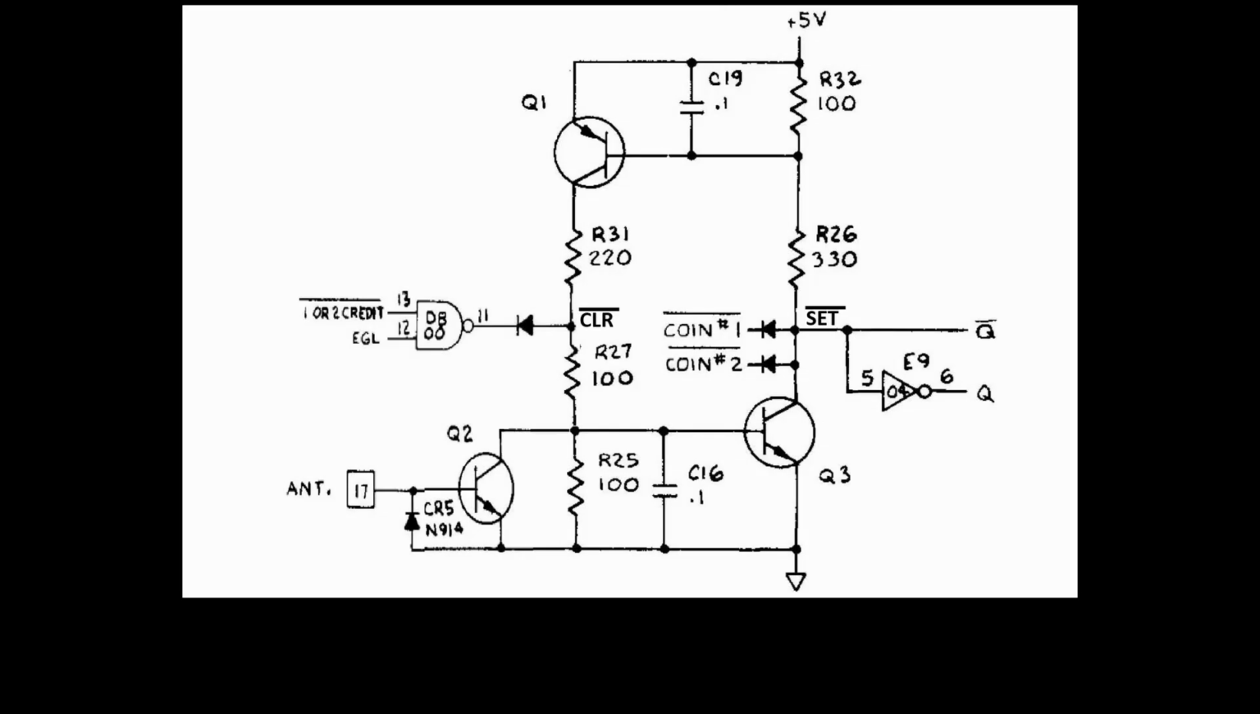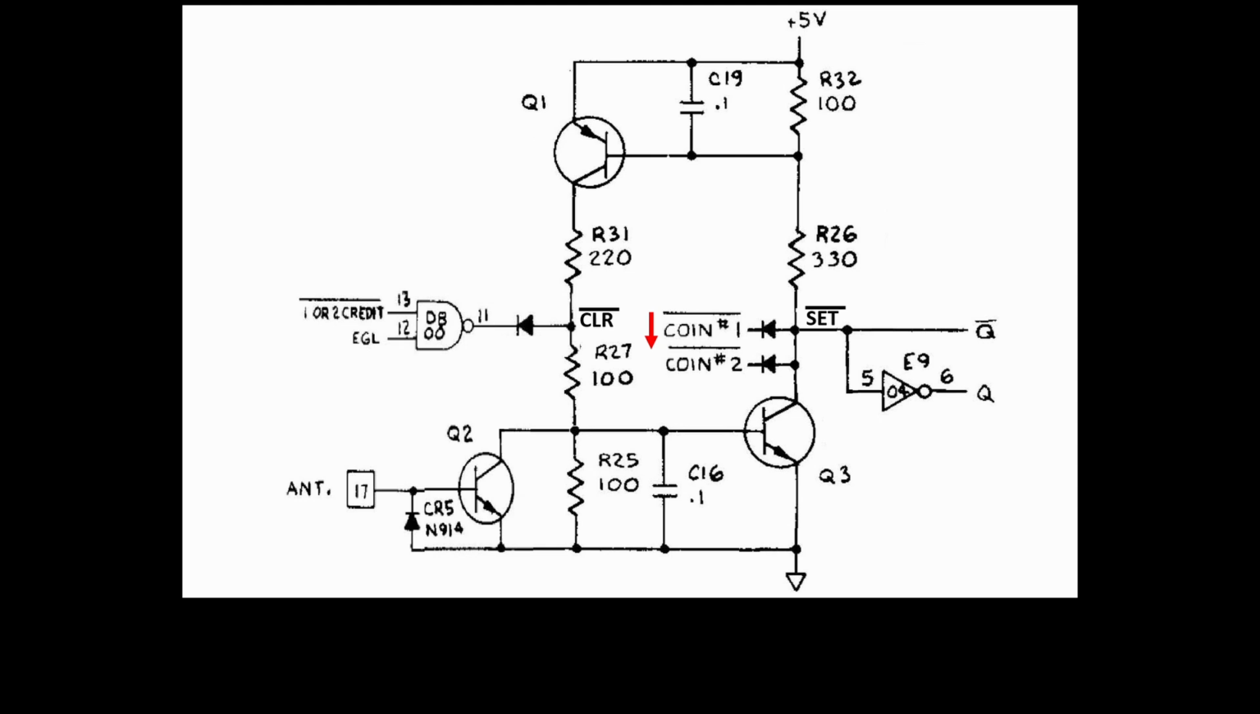At power on, the latch naturally enters the reset state because there's no active current path and both transistors remain off. At this point, our set line is high and the Q output is low. And as we said earlier, a low Q forces attract mode and clears the credit counter. The only way to set the latch and allow the system to run is to drop a coin.